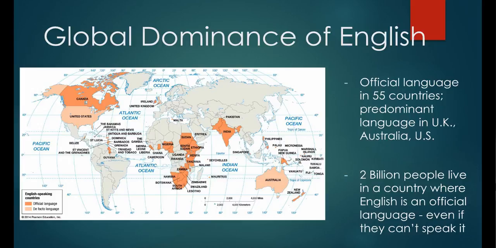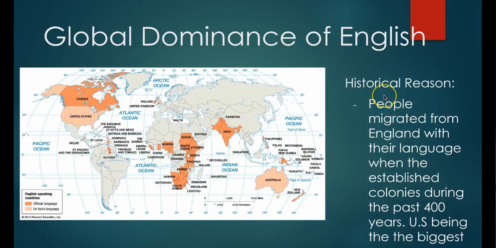All right. Also, to show this, nearly 2 billion people live in a country where English is an official language, even though they can't speak it. So even though a lot of people in the world can't speak it, it shows the dominance of English being that lingua franca, because many different places have that as an official language.